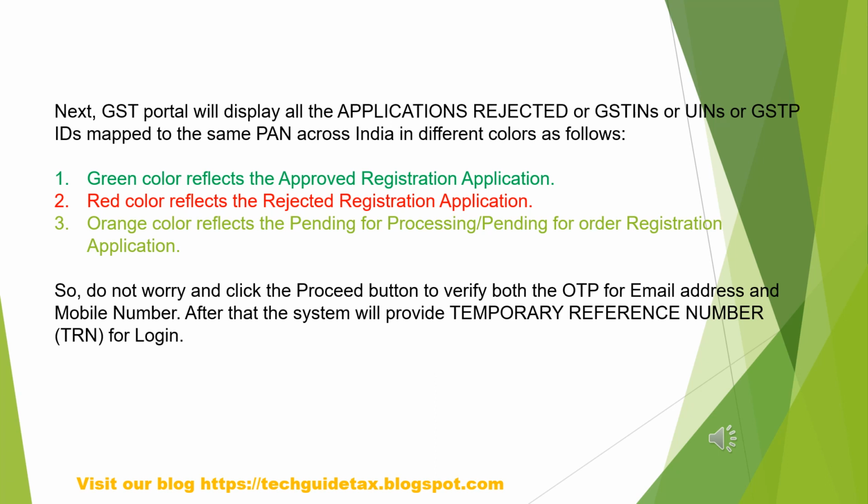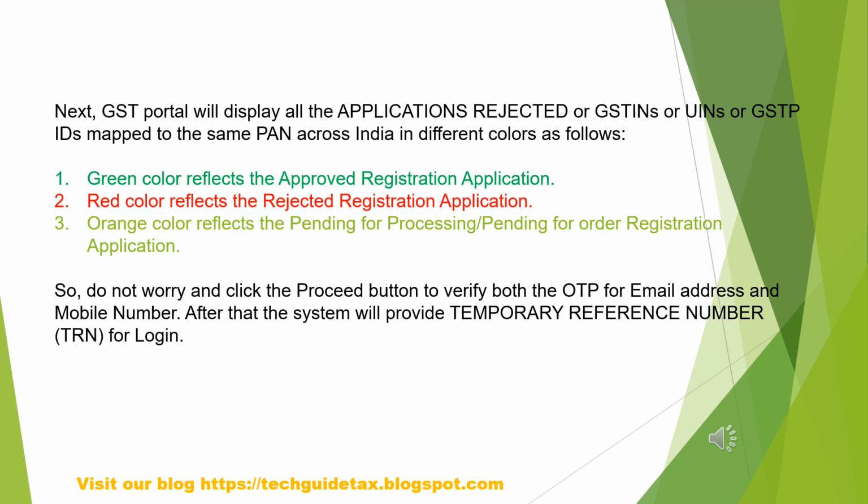Next, the GST portal will display all the applications rejected or GSTINs or UINs or GST PIDs mapped to the same PAN across India in different colors as follows. Green color reflects the approved registration application. Red color reflects the rejected registration application. Orange color reflects the pending for processing/pending for order registration application.